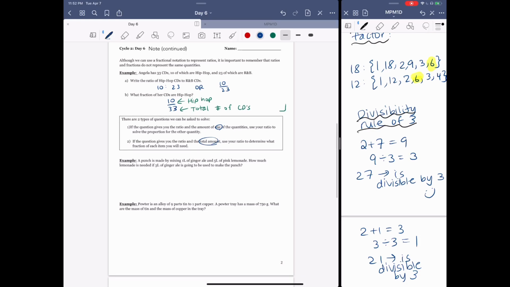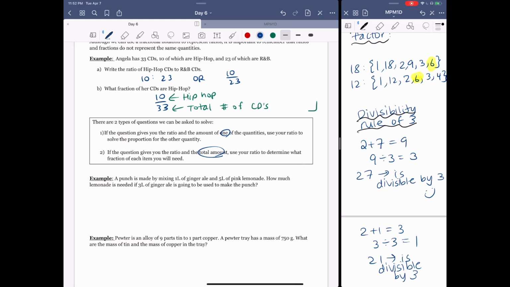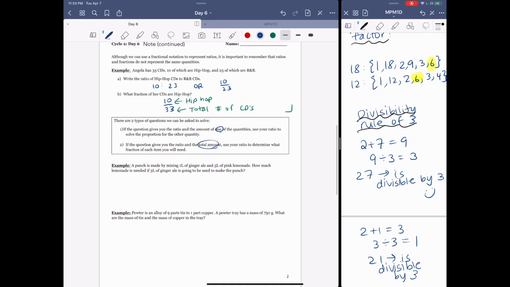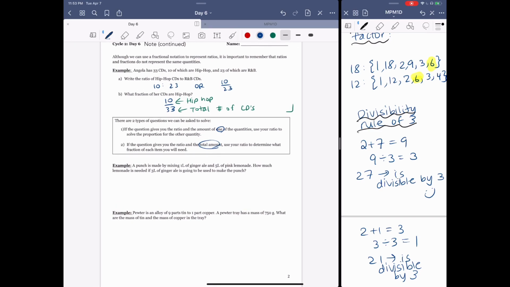For this example here, I've got to read the part where it says there are two types of questions we can be asked to solve. Type 1: if the question gives you the ratio and the amount of one of the quantities, use your ratio to solve the proportion for the other quantity. Type 2: if the question gives you the ratio and the total amount, you use your ratio to determine what fraction of each item you will need. So let's go through the first example.